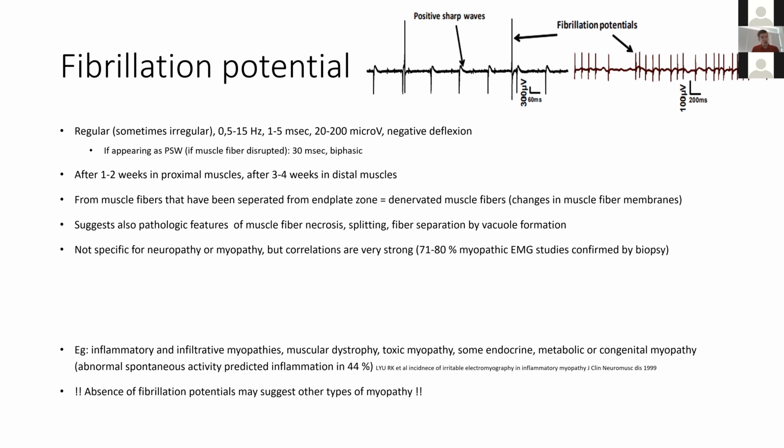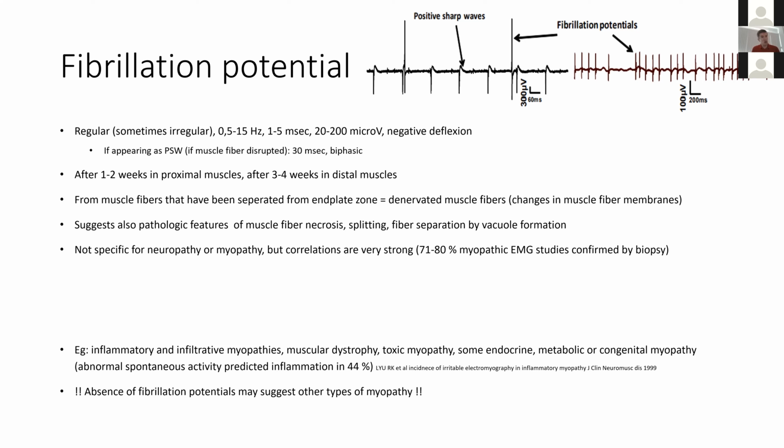Those fibrillation potentials appear after 1 to 2 weeks in proximal muscles, and only after 3 to 4 weeks in distal muscles, from muscle fibers that have been separated from the end plate zone. They are like denervated muscle fibers. So they also suggest pathologic features of the muscle fiber, such as necrosis, splitting, and fiber separation by vacuole formation. They are not specific for neuropathy or myopathy, but correlations are, of course, very strong.